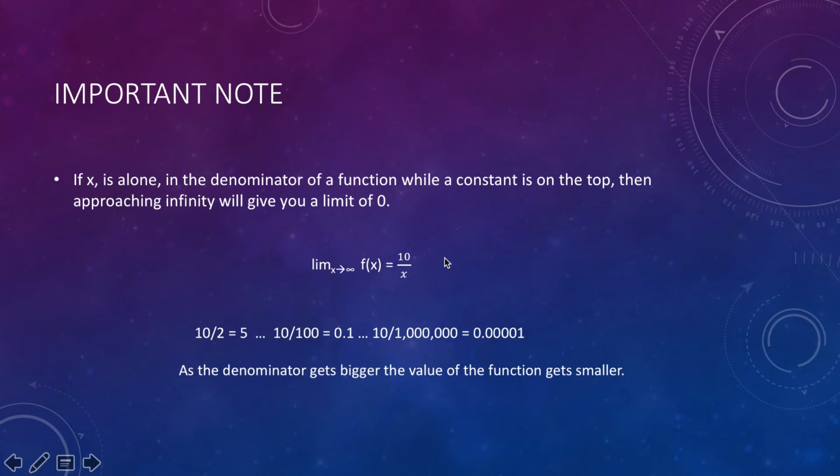And if that's not intuitive to you, then you can just look at this, right? 10 over 2 equals 5, 10 over 100 is 0.1, 10 over a million is 0.00001. So the bigger the number on the bottom gets, the smaller the whole value is. And infinity is infinitely large, so technically if infinity is on the bottom, then the value of the limit is 0 if a constant is on top.